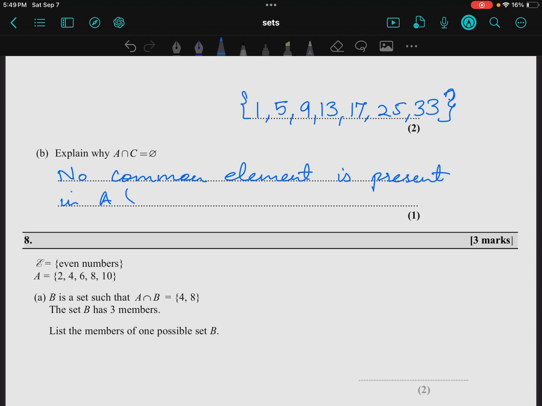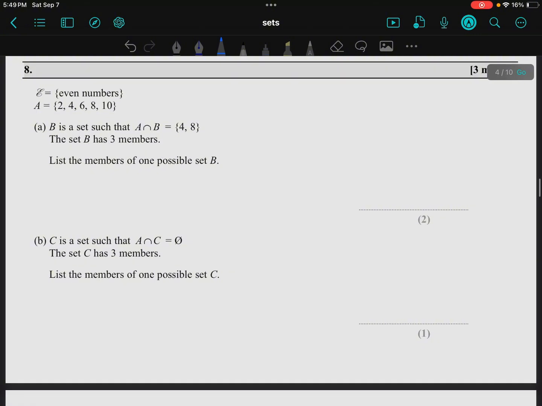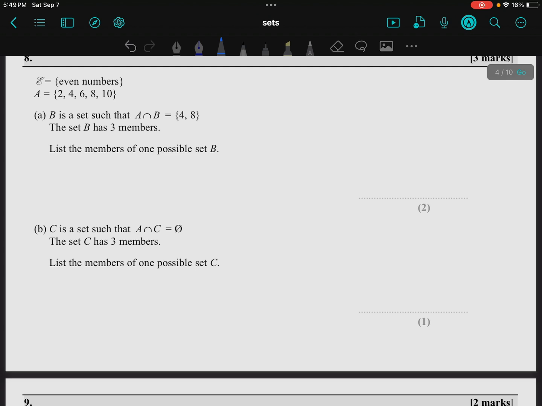So A intersection C is the empty set. Question number 8.